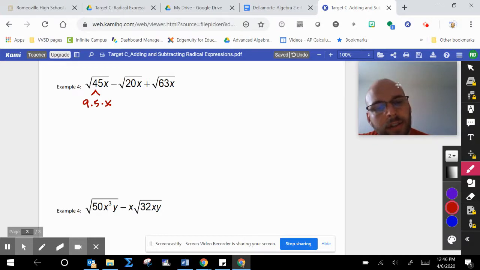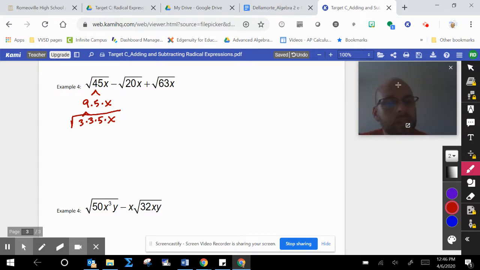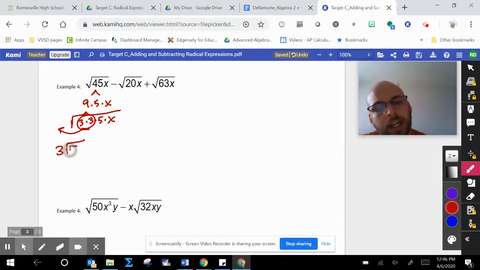Don't forget about the x. I have a 3 times 3 times 5 times x. Again, we're going to take the square root of this, so I can take a 3 out, and inside I still have a 5 and an x.